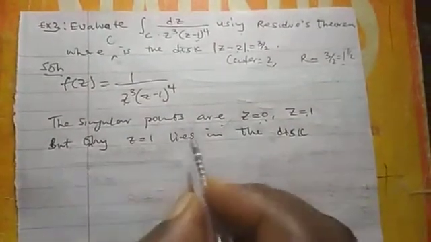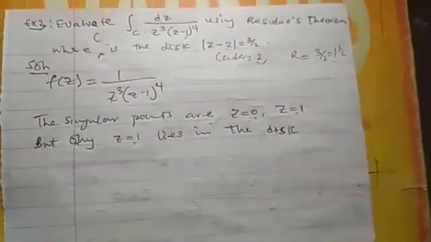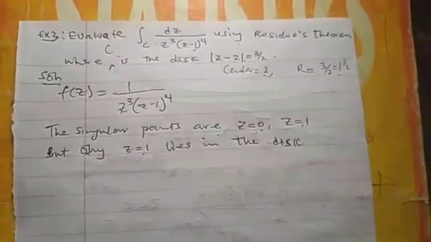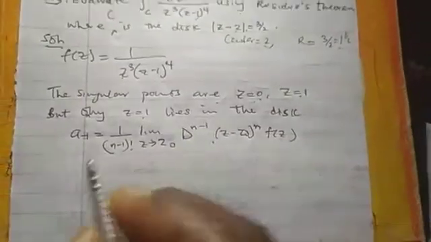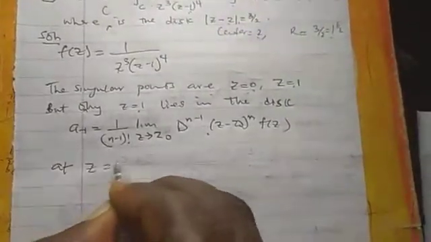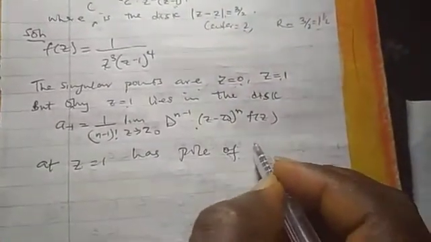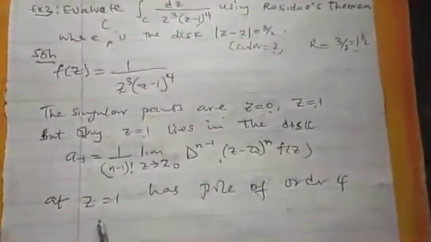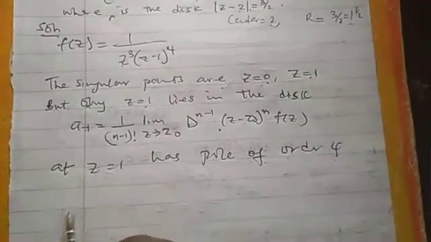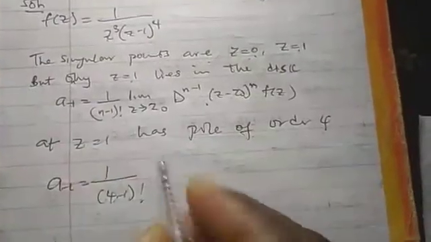Now let's find the residue. Since this is the only one we are considering, we need to find the residue. So we need to make use of the residue formula. Now at z is equal to 1, which lies there, there is a pole of order 4. So it has a pole of order 4. In that case, the residue is given by the formula 1 over 4 minus 1 factorial.